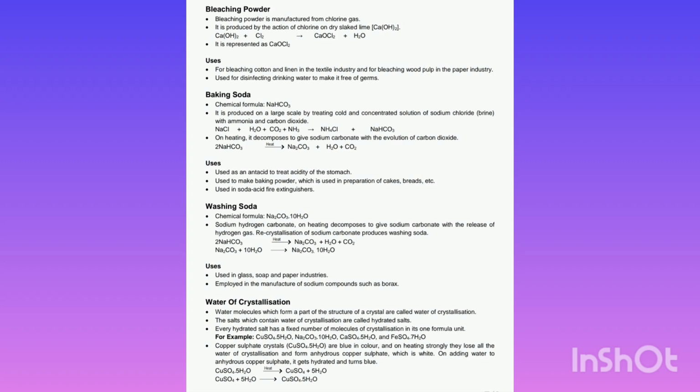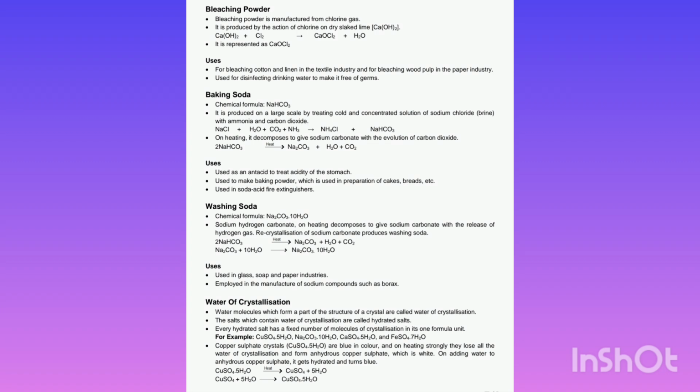What are the uses of baking soda? It is used as an antacid to treat acidity of the stomach. It is used to make baking powder, which is used in preparation of cakes and bread. It is also used in soda-acid fire extinguishers.